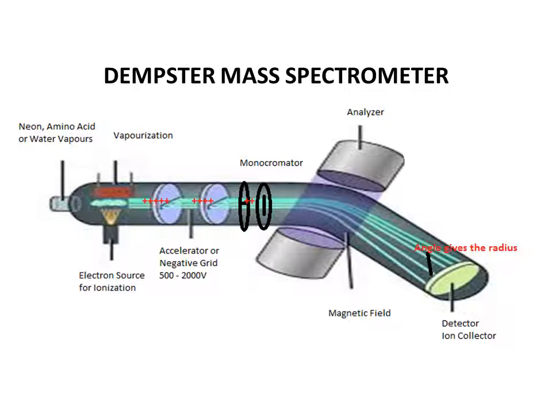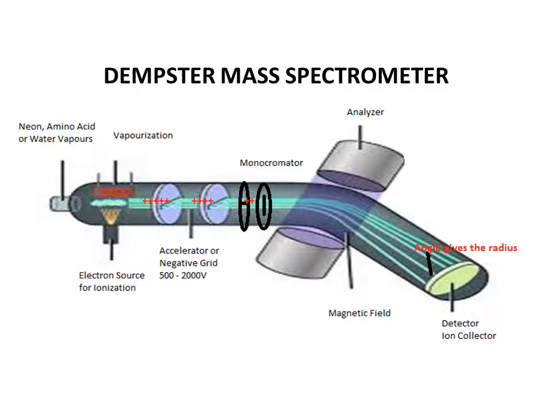Now this is the very simple diagram of the Dempster mass spectrometer, by which we can understand how it is made and how it works. First of all, we have to enter our sample. It can be any substance like neon, amino acids or water vapors. When we enter our substance, the substance gets vaporized. So the second step is vaporization, which will be done in the vaporizer.